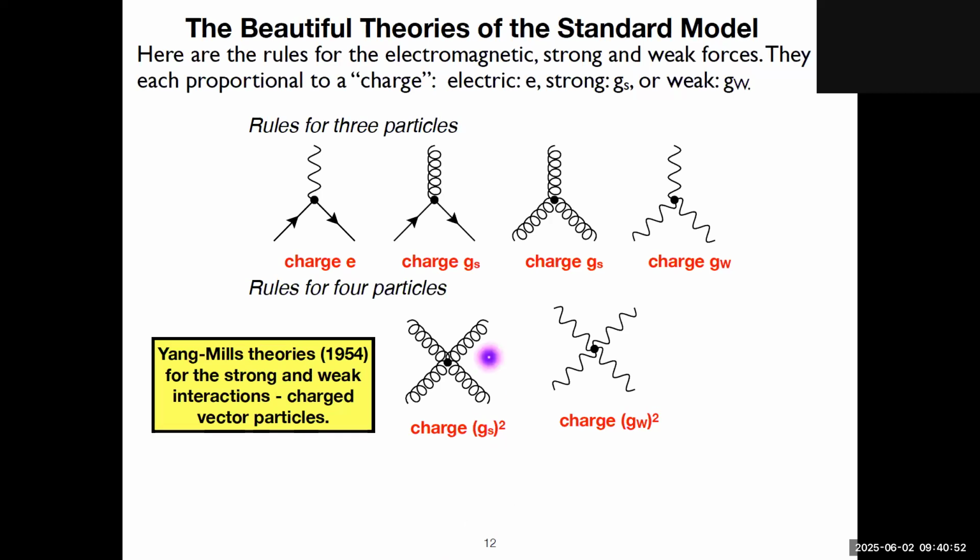All right, so here are the rules for the electromagnetic, strong and weak forces. They're each proportional to a charge. The electric is, of course, E, which is the positron charge. Somehow or other, I'm told that Benjamin Franklin chose what turned out to be the electron charge to be negative, and we've been stuck with it ever since then. So E is the positron charge. The strong force with a charge g_s and the weak g_w.